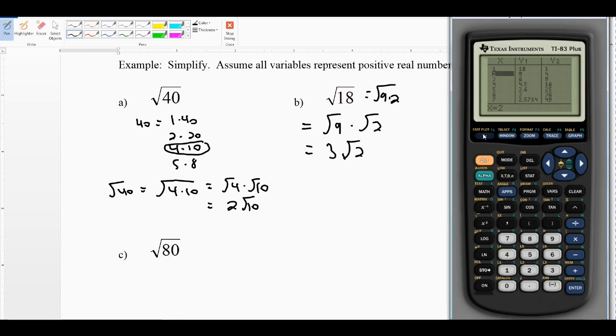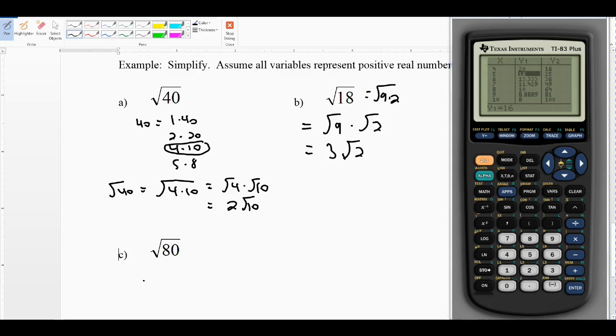Let's do one more. Square root of 80. Look at the table. I have 1 and 80, 2 and 40, 4 and 20. 4 is a perfect square number. But look, 5 and 16. 16 is also. And I think that's all we have. But we'll keep on looking. 8 and 10, but neither one of those are perfect squares. They're not in this list over here. So we have 2 pairs, 4 and 20 and 16 and 5. We want to use the biggest one, so we'll use 16 times 5.